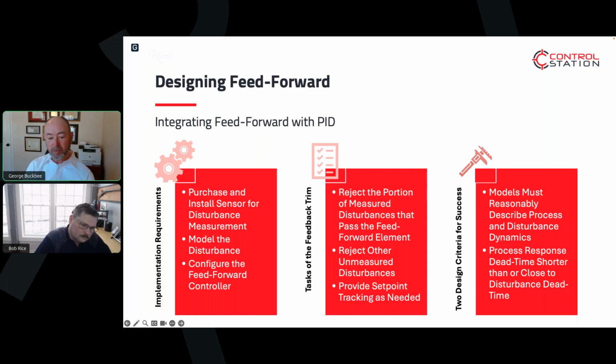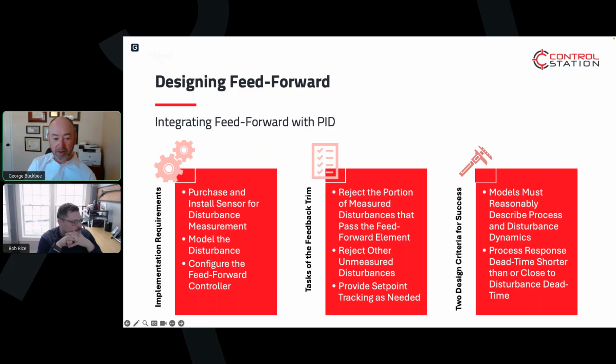First, we need to make sure we have a sensor. If you don't already have one, you might have to purchase one and install it so that you can measure the disturbance. You can measure your incoming feed disturbance, or your temperature upset, or put a switch on the window or on the door to the furnace so that you know when the disturbance is happening.